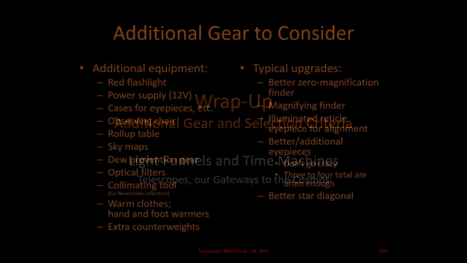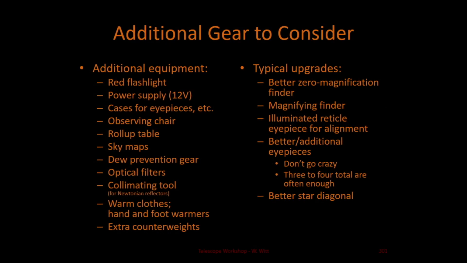There we go. All right, trying to wrap this up, right? So, we mentioned this earlier, so a reminder, additional gear to consider. You want a red flashlight. I'll show a little detail in the next slide. You probably need some power supply if you have any kind of driven scope, motorized scope. You may want some cases for your eyepieces. You want an observing chair. Maybe you want a roll-up table so you can set up things nicely out in the field. You want some kind of sky map. You may need some dew prevention gear. I'll mention this in a moment. You may want some optical filter. You may want a collimation tool. This will be a little more in the video content, the add-on.